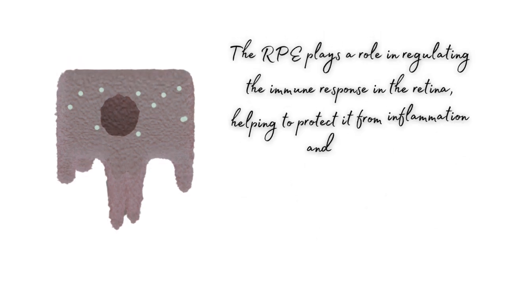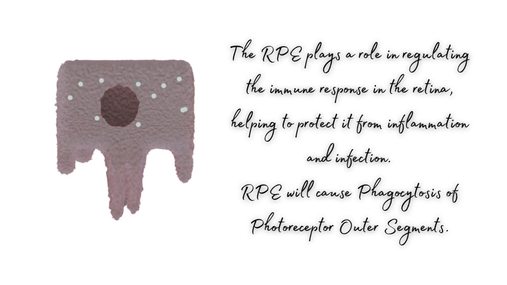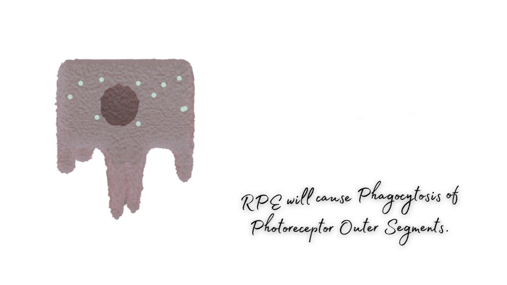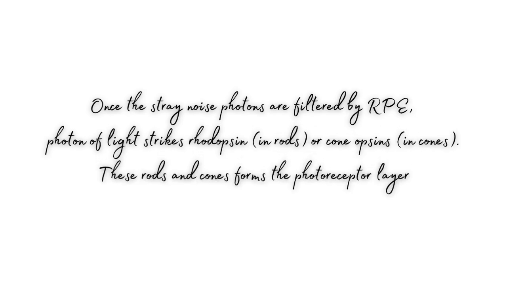The RPE plays a role in regulating the immune response in the retina, helping to protect it from inflammation and infection. The RPE also carries out phagocytosis of photoreceptor outer segments. Once the stray noise photons are filtered by the RPE, a photon of light strikes rhodopsin in rods or opsins in cones. These rods and cones form the photoreceptor layer.